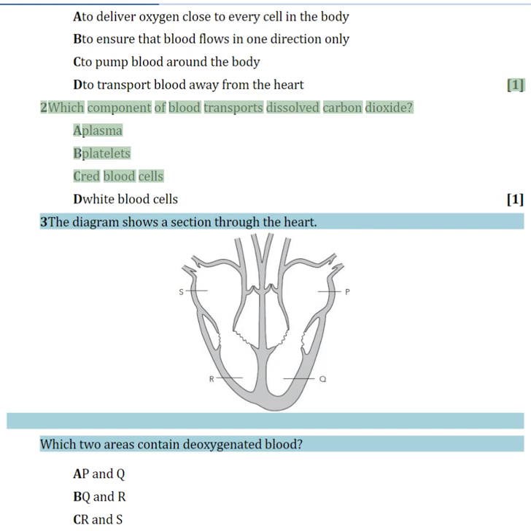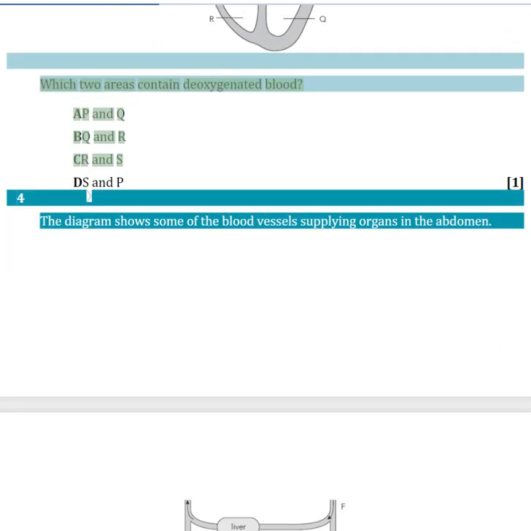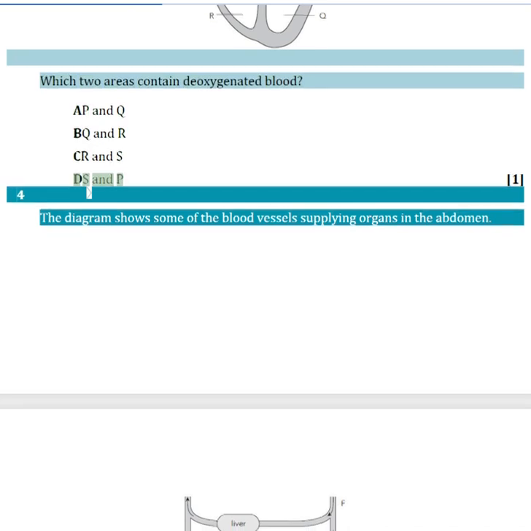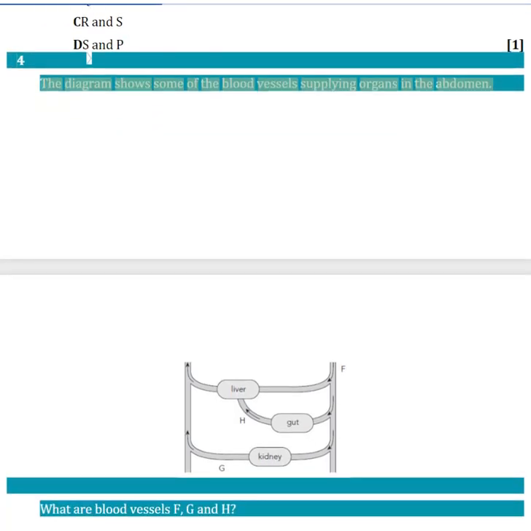2. Which component of blood transports dissolved carbon dioxide? A. Plasma. B. Platelets. C. Red blood cells. D. White blood cells. 3. The diagram shows a section through the heart. Which two areas contain deoxygenated blood? A. P and Q. B. Q and R. C. R and S. D. S and P.